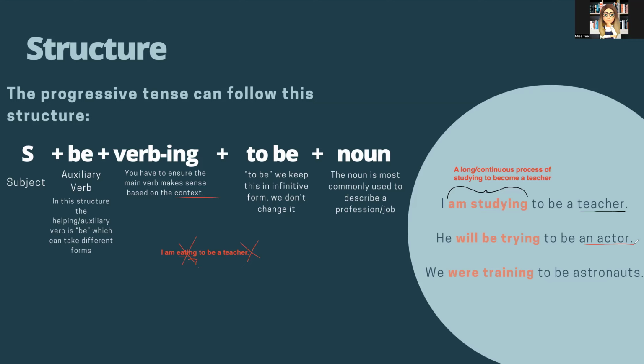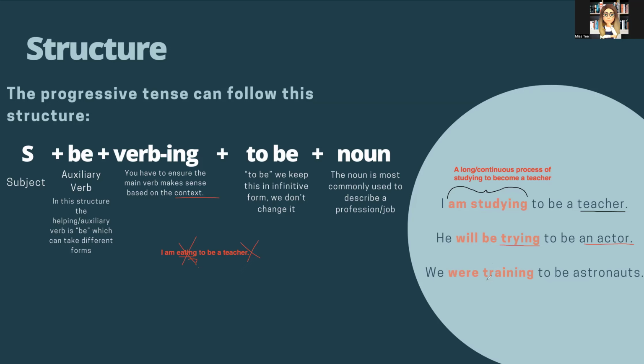And it's an ongoing process of going to auditions, trying to get roles on TV or movies or become famous through YouTube or Instagram or TikTok or something to become an actor. So it's always a long process of trying something and then failing. So you're always trying new things, which is why this verb is the best. And we were training to be astronauts.